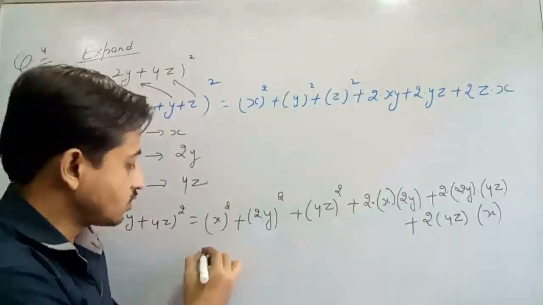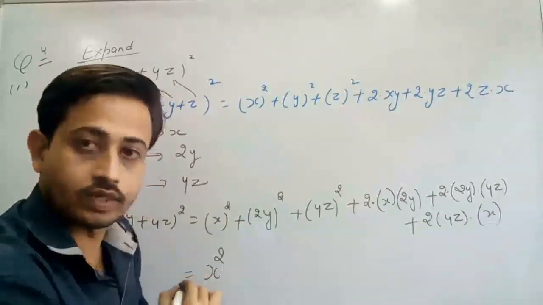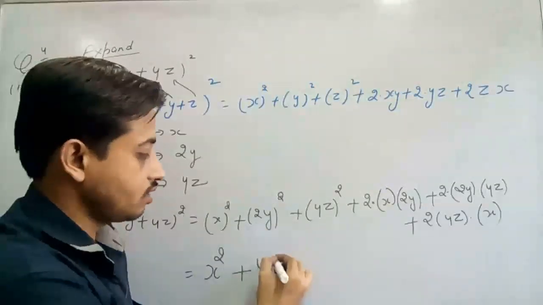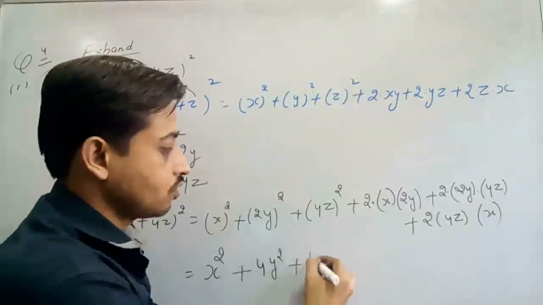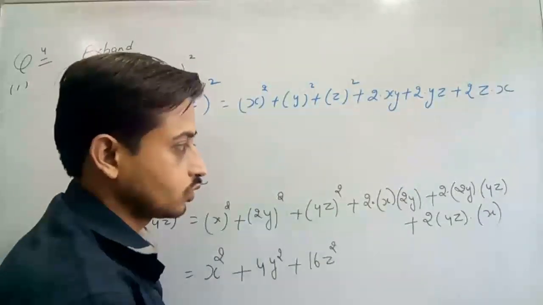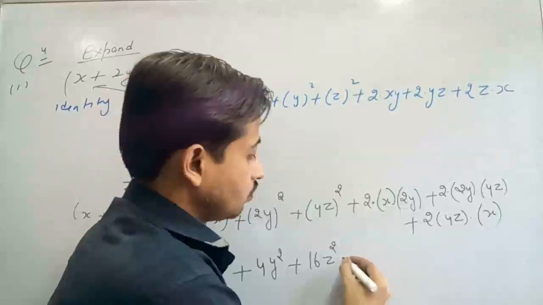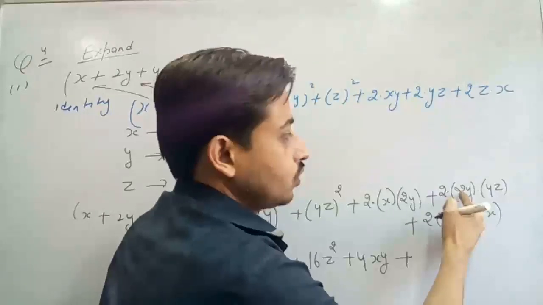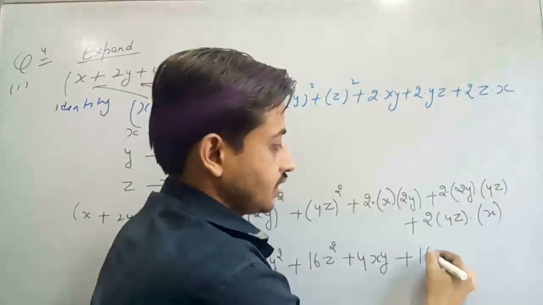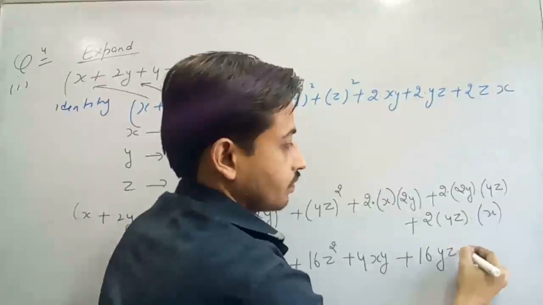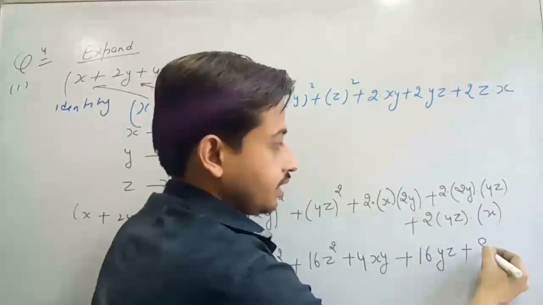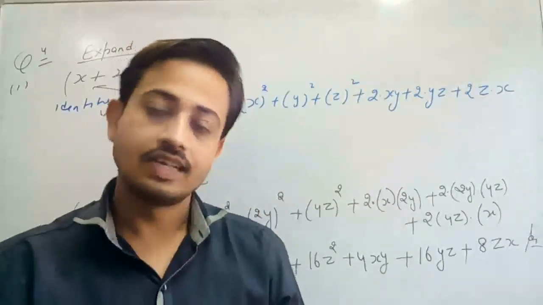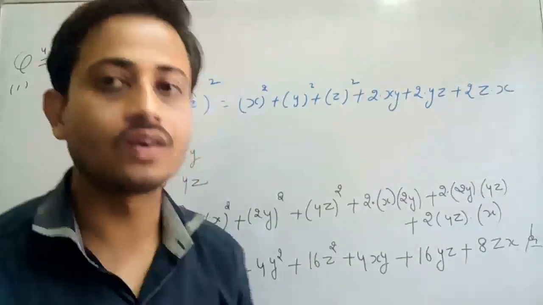So do solve. x square is written as x square. 2y: 2 square, 2 into 2 we get 4, y into y we get y square. Same, 4 into 4 is 16, z into z, z square. Now do multiply. 2 into 2 is 4, x into y, xy. 2 into 2 is 4, 4 into 4 is 16, y into z, plus 2 into 4 is 8, z into x, zx. So this is our answer. As simple. Please make a note.